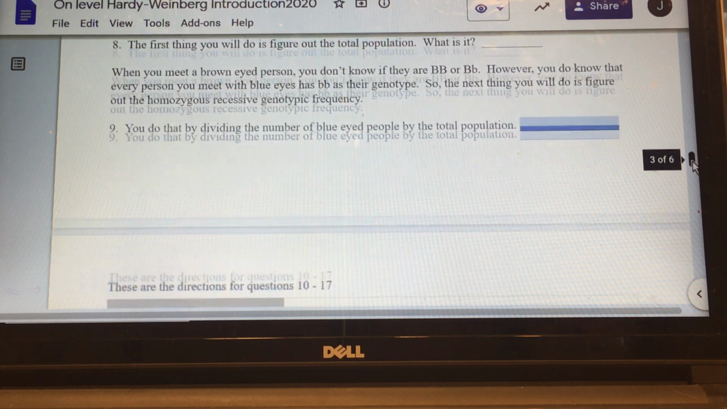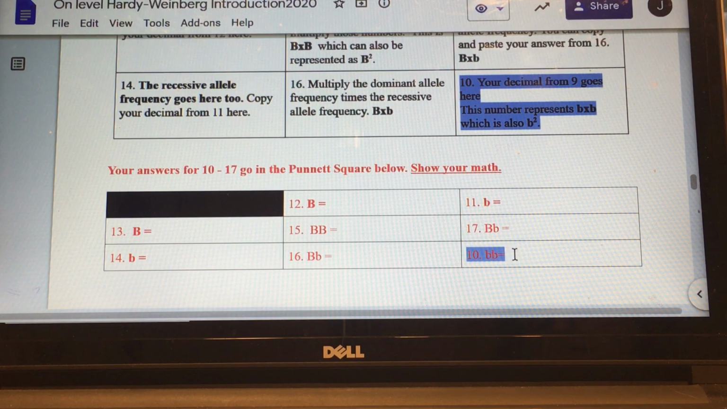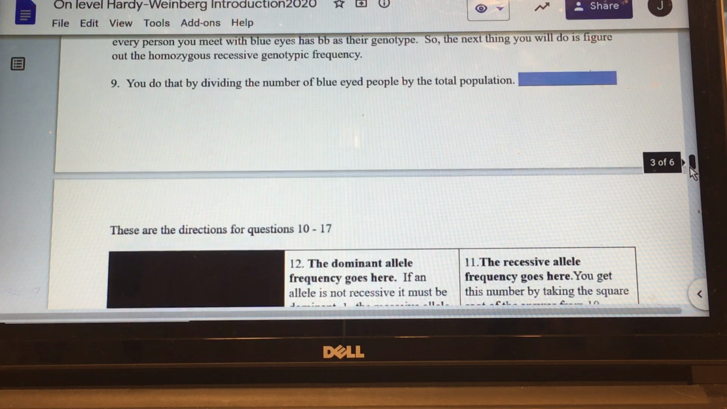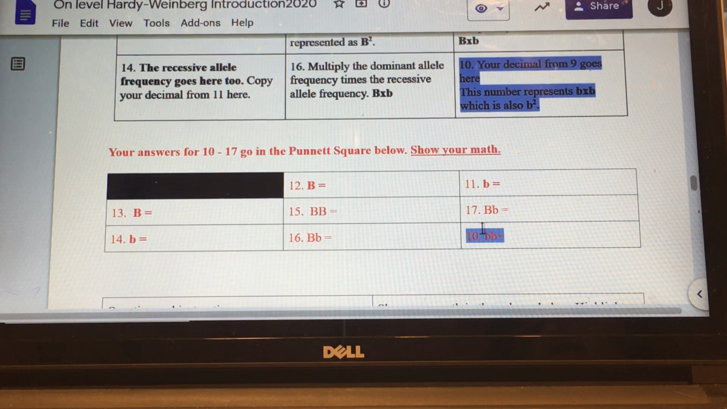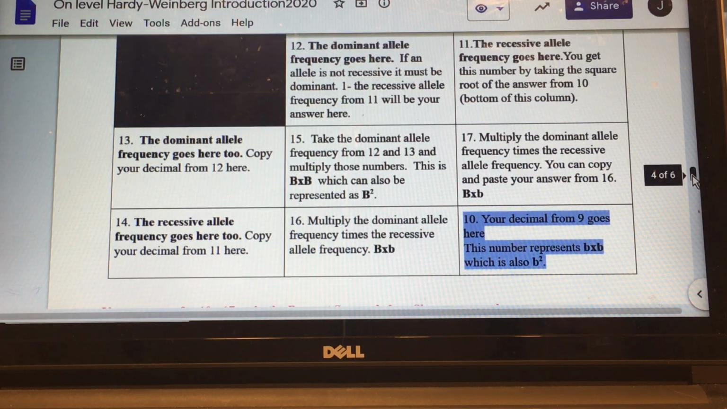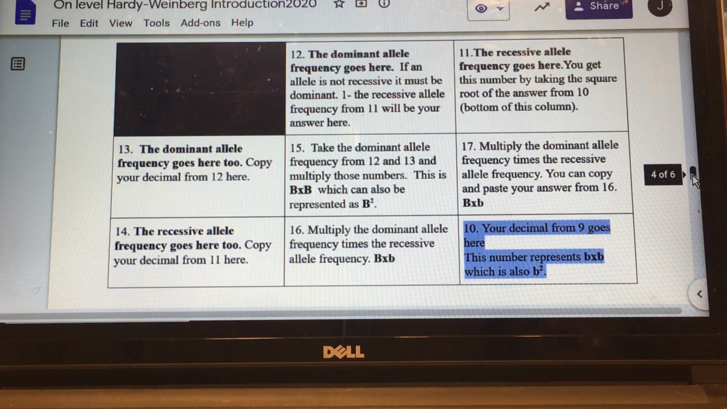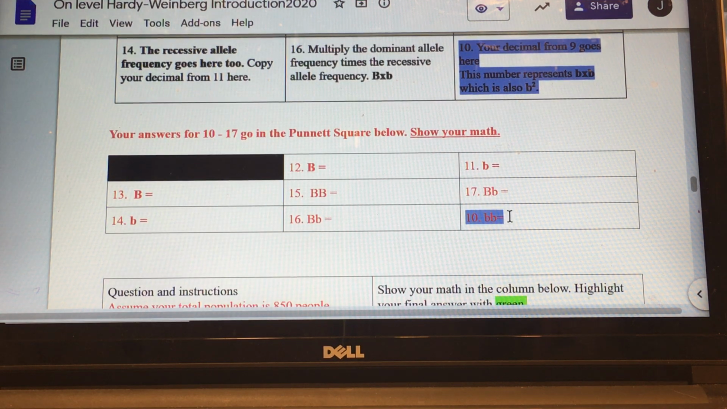Now that decimal goes right into here. Exactly. You don't have to do anything to that decimal. Whatever your answer is from 9 goes in the square that's labeled 10 in your Punnett square. Don't do anything to it. So then it says in the instructions above, to get number 11, the recessive allele frequency, you take the square root of this answer. So you have a number here, it will be a decimal. You take the square root of that number and then you have little b.